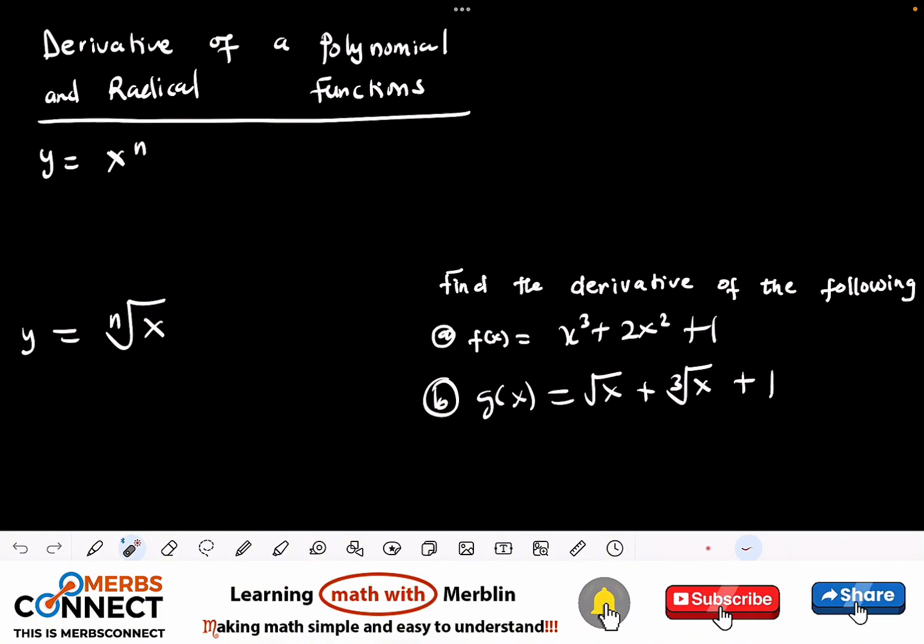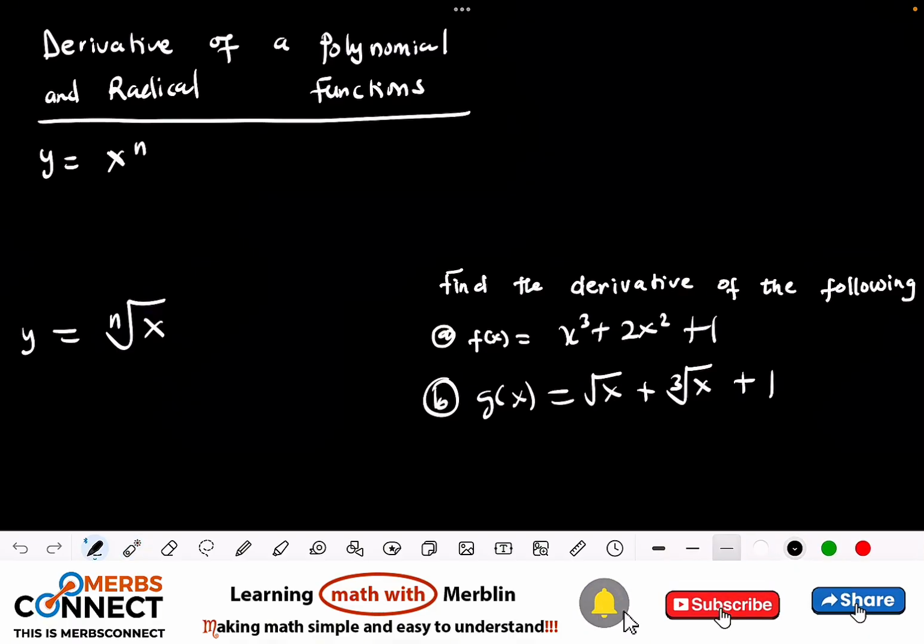We started with the properties or the rules of the derivative, and we learned that this was the power rule. The power rule is actually for polynomial functions. So if I have a polynomial function, all I need to use is the power rule. We also learned how to convert the radical function into the form of the power rule so that we can also use the power rule. I just wanted to show you how to differentiate a polynomial function and a radical function using the power rule.